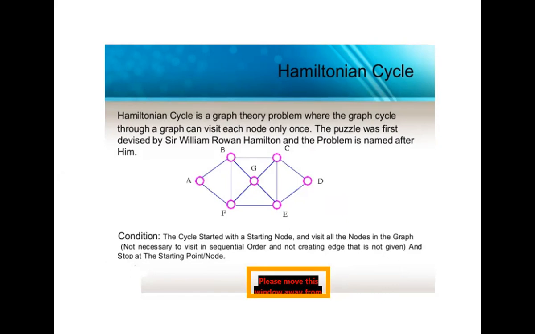A Hamilton path is a path in a graph that visits each vertex exactly once. So here the cycle started here, then visit here, then here. Can it visit all? No, we are missing G here. So you visit it, remove this, and visit. So this is the graph for the visit.